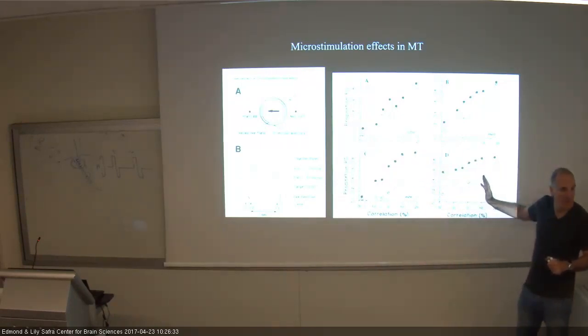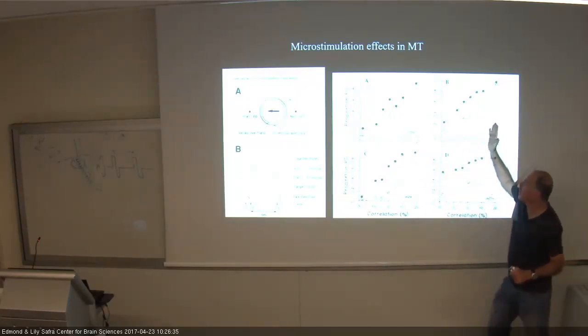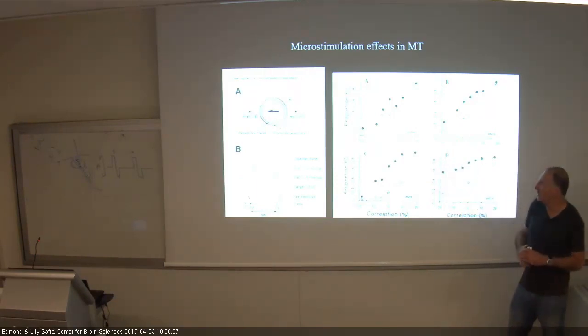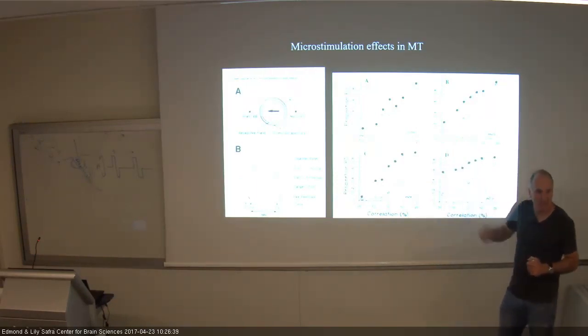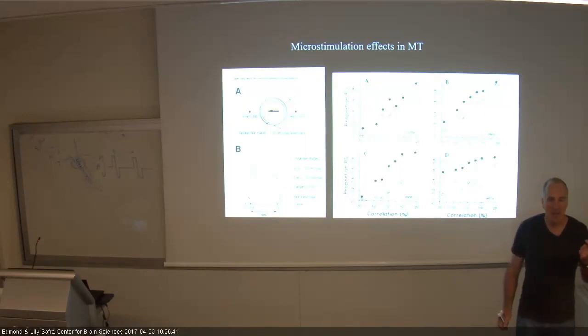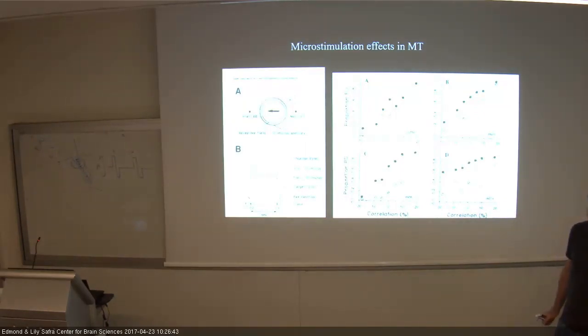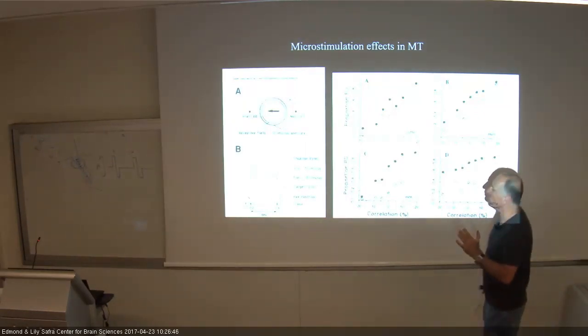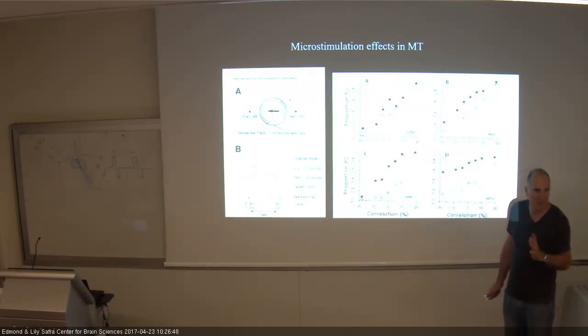Different experiments. Yeah, in all cases you see that the psychometric curve is shifted to the left. Let's understand first of all, what would be perfect performance? Forget about the microstimulation. Perfect performance. What should it be like?